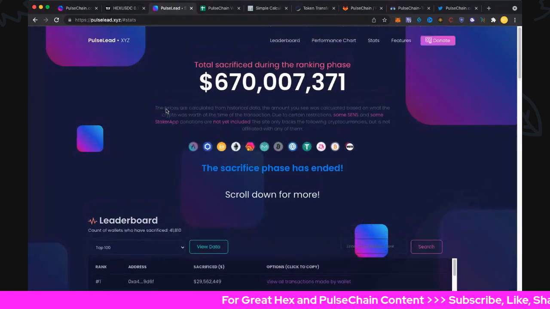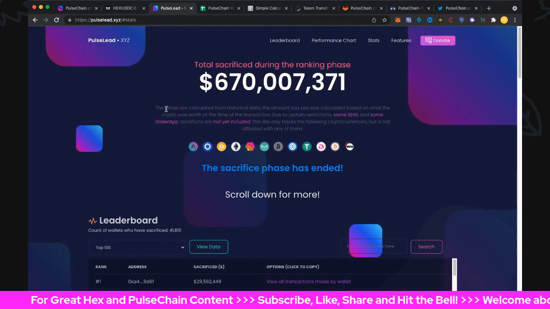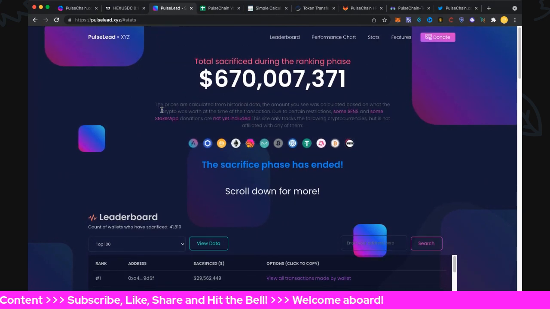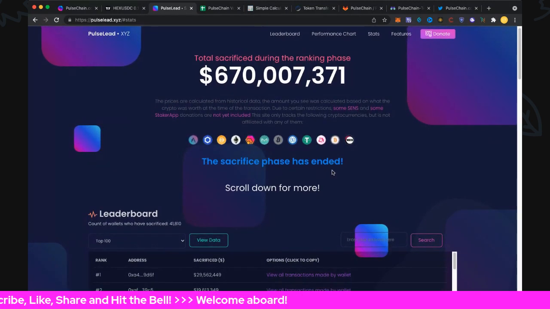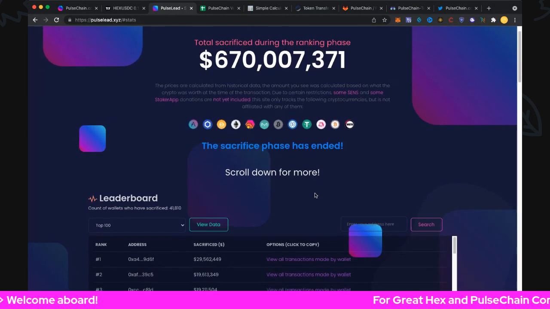Let's go on to PulseLead. Of course, this is where all the Sacrifice was done. And this is pretty cool. There's a third-party site, of course, pulselead.xyz, and this was the main thing during the first 19 days. And of course the Sacrifice phase had ended. However, Richard let the Mercy Sacrifice continue, and we're going to check that out.